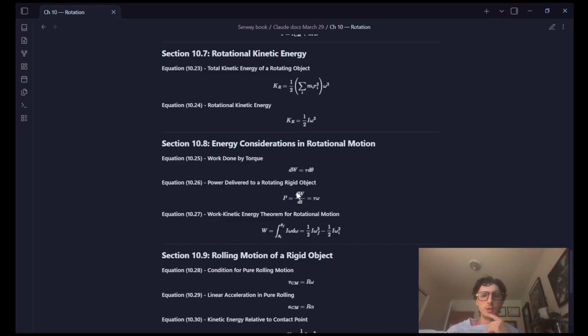Power delivered by a rotating object. P, I'm assuming, means power. It is the derivative of work with respect to time, or here they write it as tau times omega. So if I want to find the power of something with a torque acting on it going at an omega, an angular velocity, I can use this equation. I don't know what units power has. I think it's watts, like joules per second, right? Because work has units of joules, and t has units of seconds. So joules per second, I think, is defined as a watt. But I'm not sure. I'm going to take a drink of water because I've been yapping for a minute.